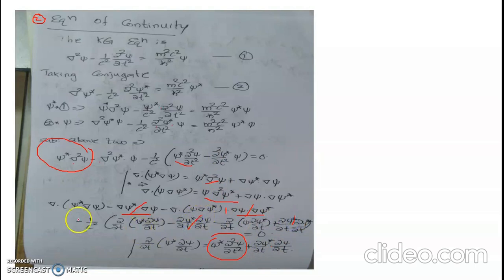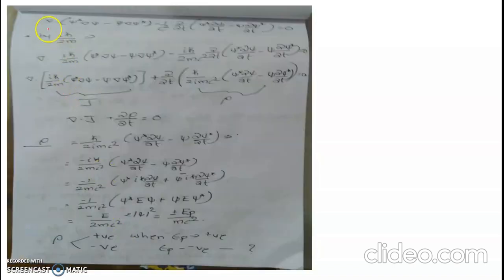They can be cancelled. Now what remains is a divergent term here and another divergent term here. We can combine them: del dot of psi star grad psi minus psi grad psi star, minus 1 by c square into dou by dou t of this one and dou by dou t of this one. These two terms can also be combined because we have dou by dou t common. To make it: del dot of psi star grad psi minus psi grad psi star, minus 1 by c square dou by dou t of psi star dou psi by dou t minus psi dou psi star by dou t, that's equal to 0.